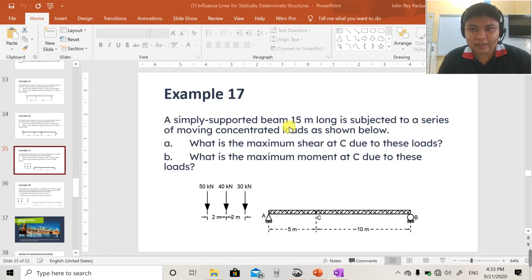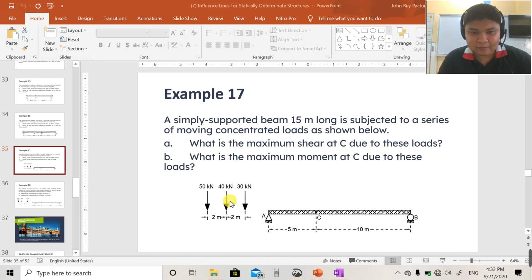Sabi dito, a simply supported beam 15 meter long is subjected to the series of moving concentrated load as shown below. So ito class yung load natin and the distances between the loads ay 2 meters. No? So 50, 40, 30. Letter A, what is the maximum shear at C due to this load? And letter B class, what is the maximum moment at C due to this load?